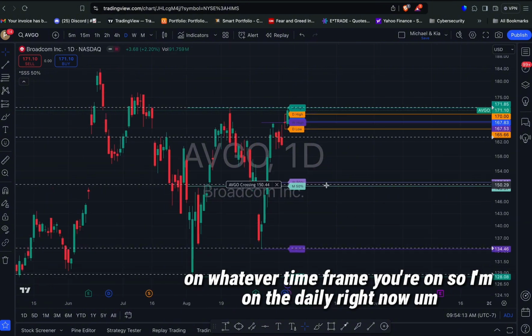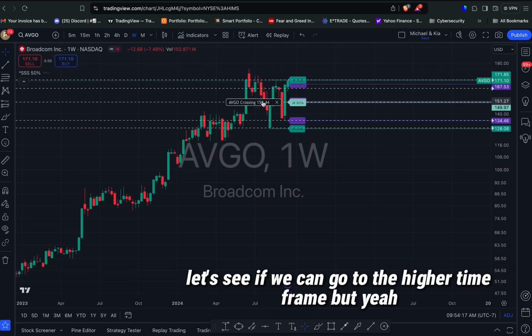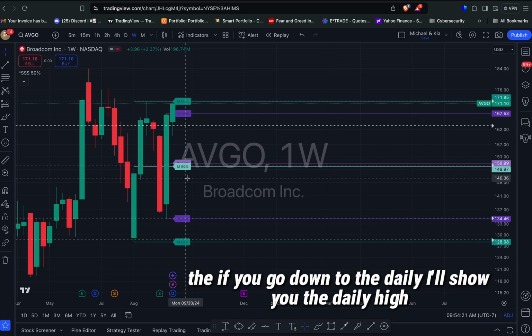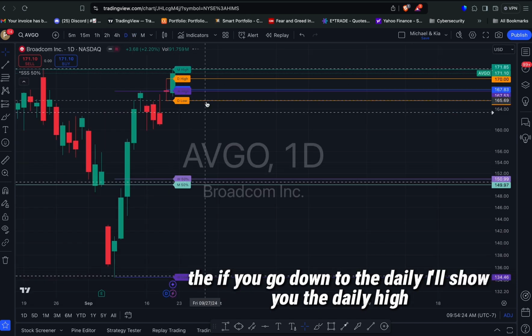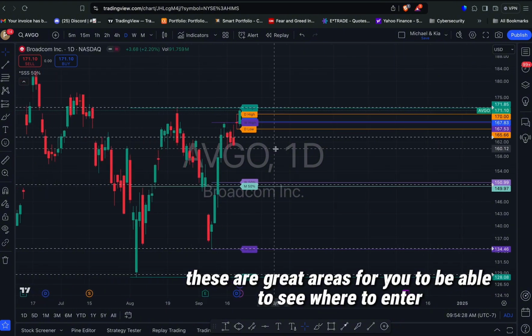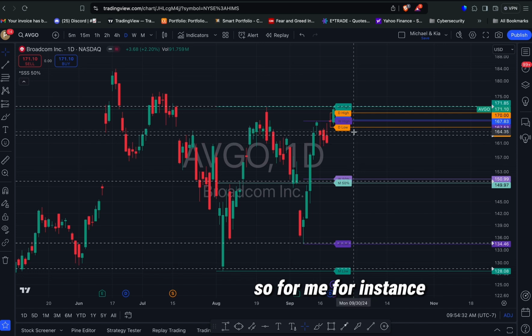I'm on the daily right now. It's going to show the weekly and the monthly as well. But let's see if we can go to the higher time frame. It'll show you the monthly highs, the weekly highs, and if you go down to the daily, it'll show you the daily high, the daily low. These are great areas for you to be able to see where to enter for puts or for calls, depending on how you trade.